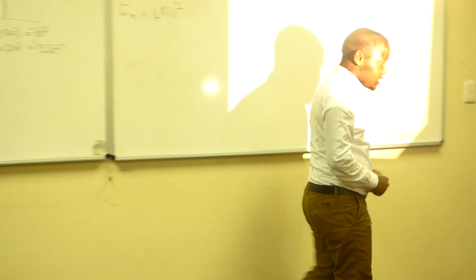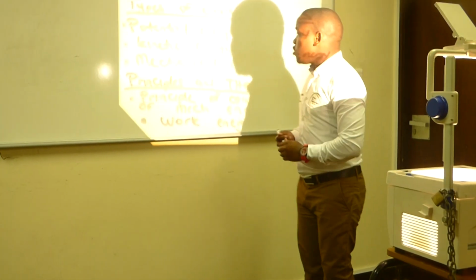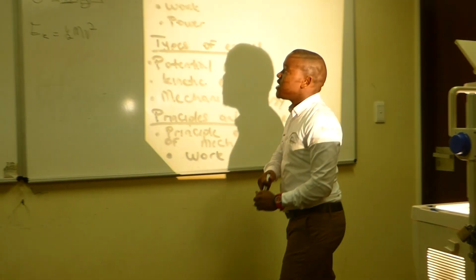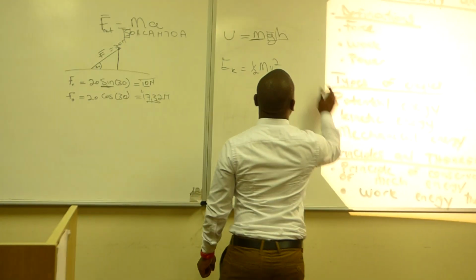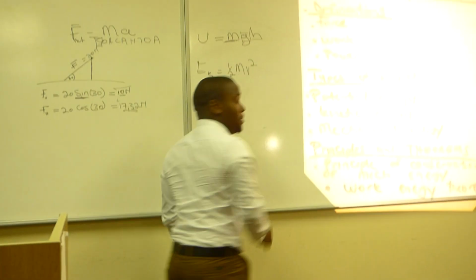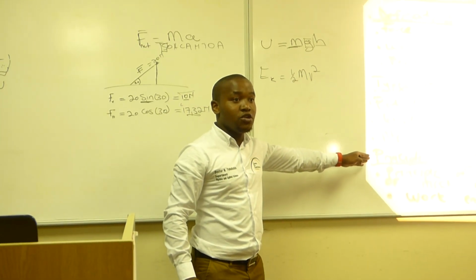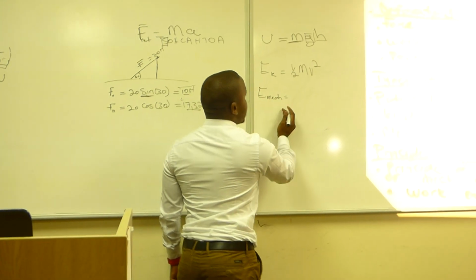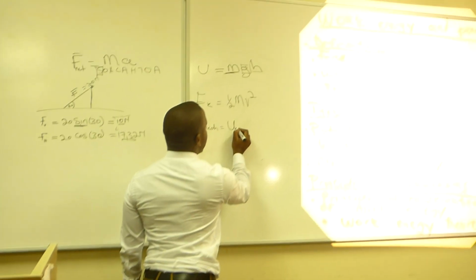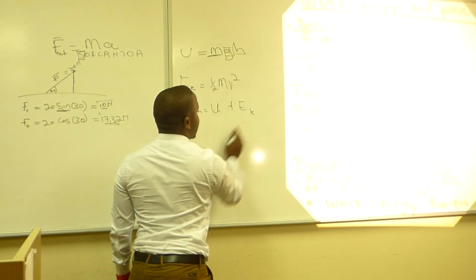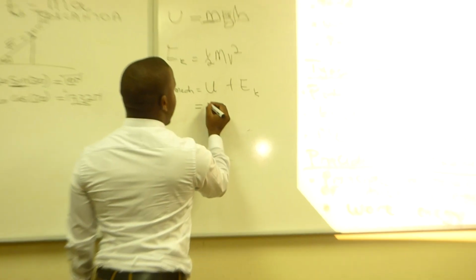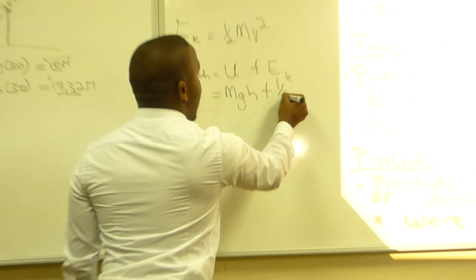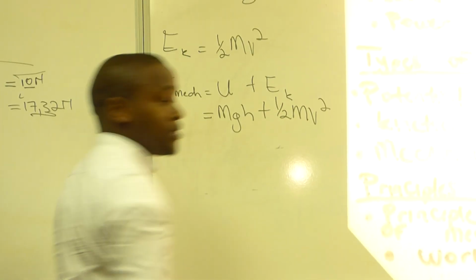Let's talk about the principles and theorems. But before we do, we have been given mathematical explanations for types of energies. May you please allow me to give a mathematical description of mechanical energy? E_MEC is the sum of potential energy plus kinetic energy. Potential energy is given by mgh. Kinetic energy is given by half mv squared.